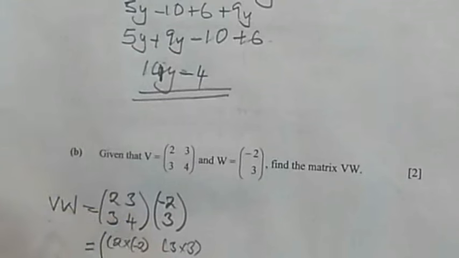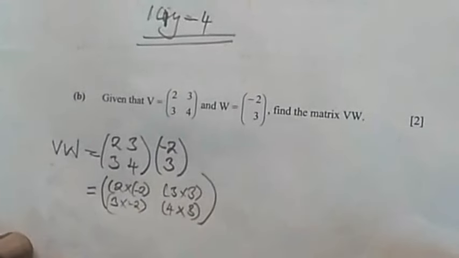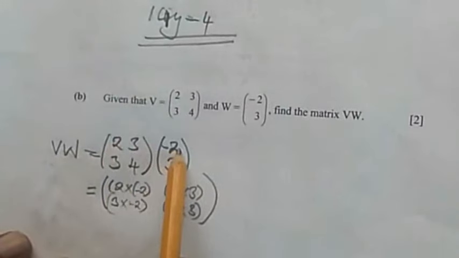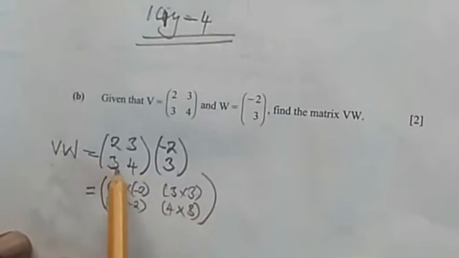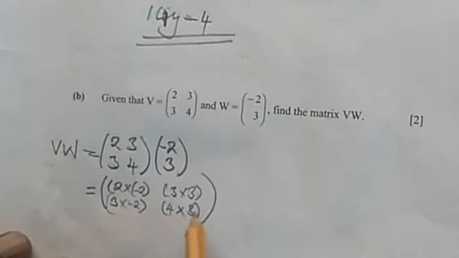Then I come down here, I'm going to multiply 3 by negative 2, then here again it's going to be open bracket 4 by 3, then close bracket like that. I hope you are able to see. So what I've done is I've multiplied 2 by negative 2, 3 by 3, then in this one 3 by negative 2, then 4 by 3.